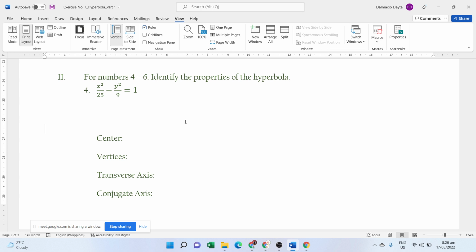Alright, in here x squared over 25 minus y squared over 9 is equal to 1. Then we have a squared is 25, so a is equal to 5. And then b squared is equal to 9, therefore b is equal to 3. And c squared is equal to 25 plus 9, that is 34. A squared plus b squared, therefore c is equal to the square root of 34. Okay? Since the positive term is x squared over 25, then the transverse axis is along the x-axis.